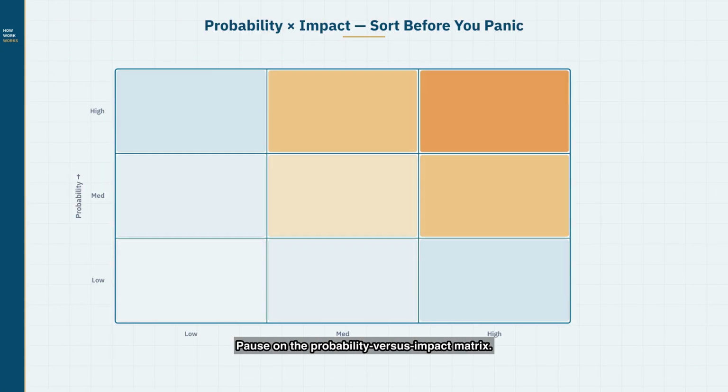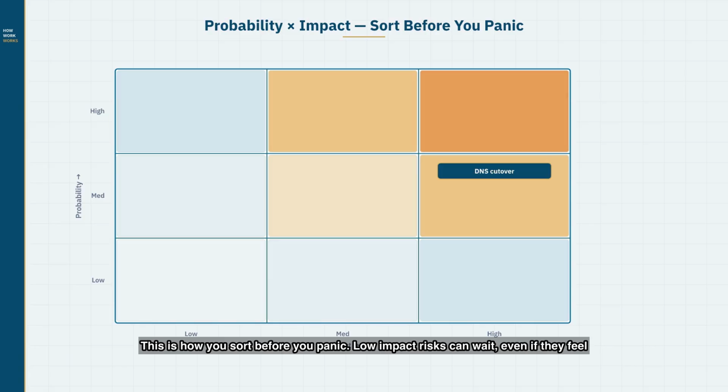Pause on the probability versus impact matrix. This is how you sort before you panic. Low-impact risks can wait, even if they feel frequent. Medium boxes need a named response. High impact with medium or high probability climbs the list and gets owners this week.